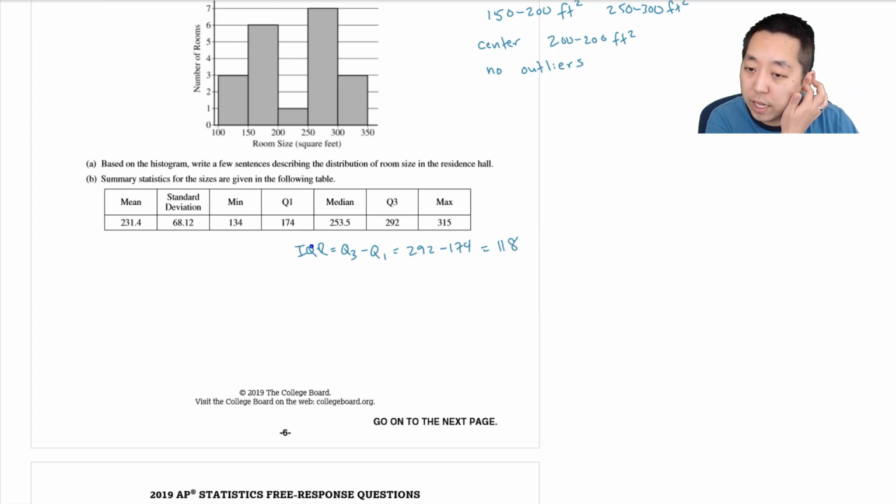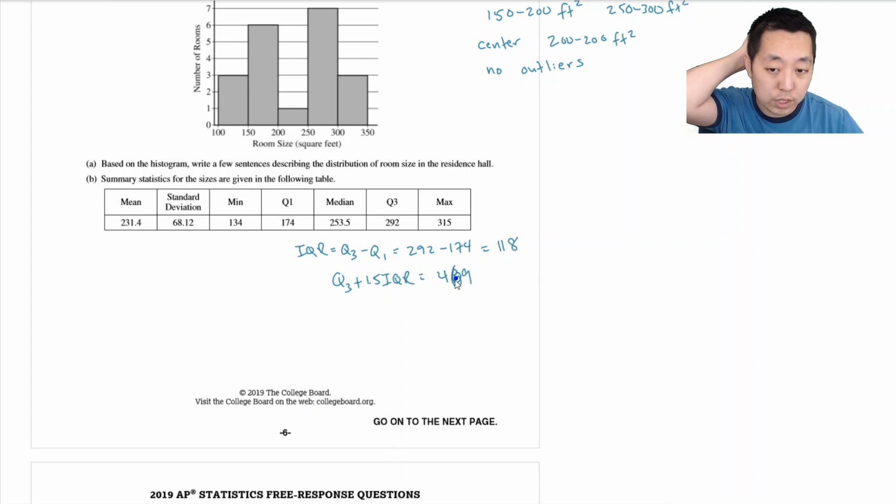Now typically what we do is look at Q3 plus 1.5 IQR and see if there are any values outside of this range. This is a pretty large IQR. When I add Q3 plus 1.5 times 118, I'm going to get 469. So anything beyond 469 would be considered an outlier, but 315 is the max, so there are no outliers there.